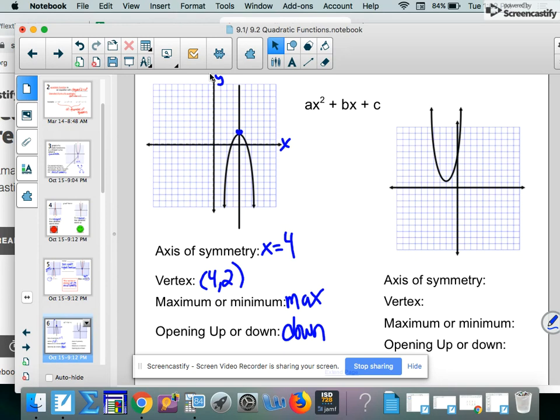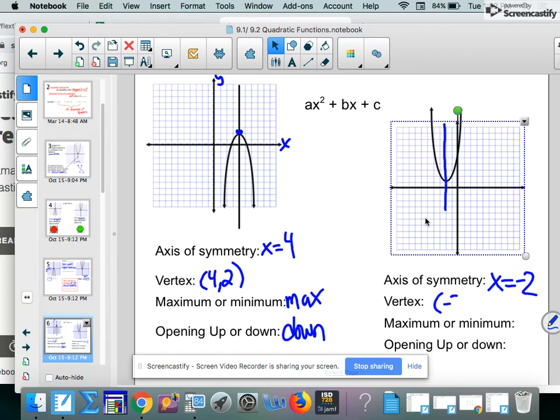In this case, I'm going to draw in my axis of symmetry. It's right there. Where is that at? It's where all the x's equal -2. The vertex is at, if I count over, I would go -1, -2, and then up 1. At least that's where I meant to be. I can't really see it, but it should be at -2, 1. It is a minimum because it's the lowest point on that graph, and it opens up because the arrows are pointing up.